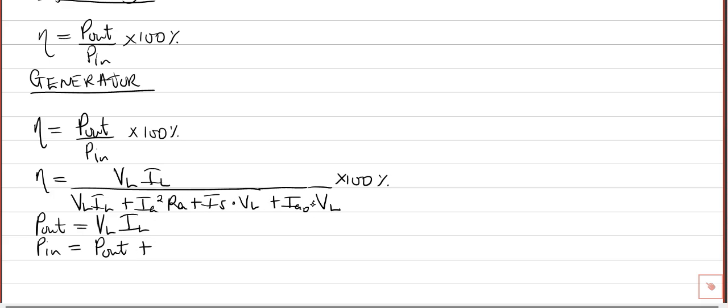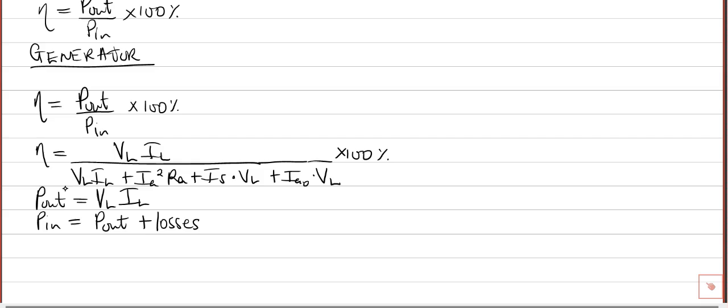So here we have these losses. We have copper losses, shunt losses, and these losses which are referred to as mechanical losses, or iron and friction losses, or losses within the no load. In your textbooks they're expressed as three losses.